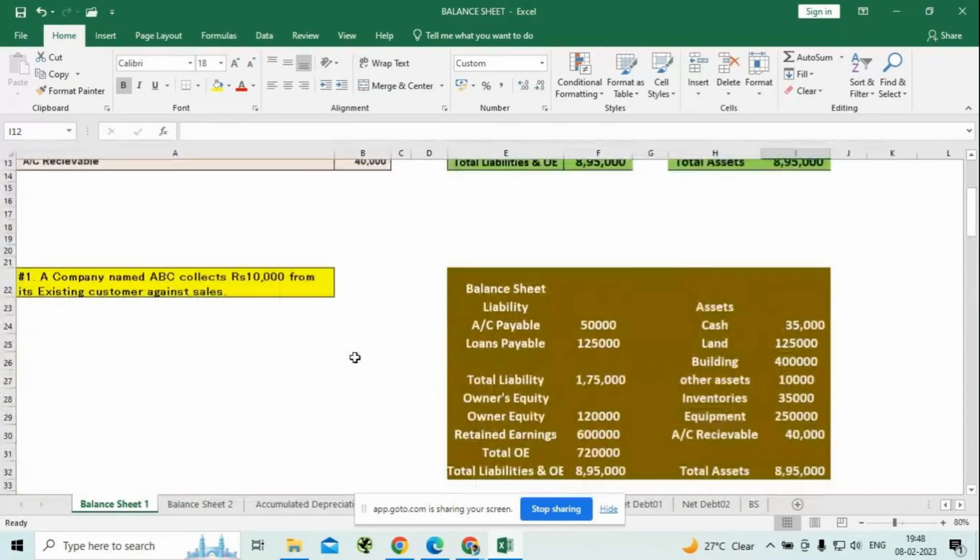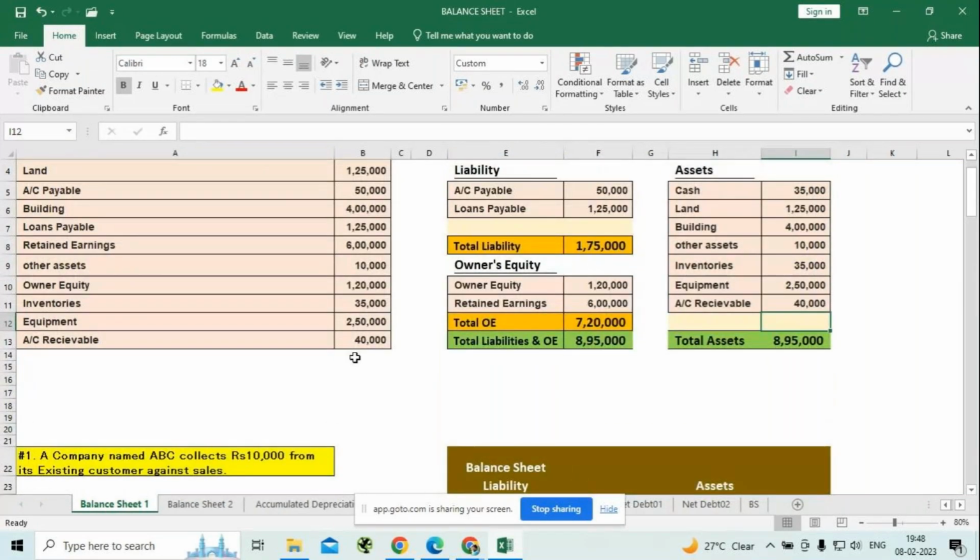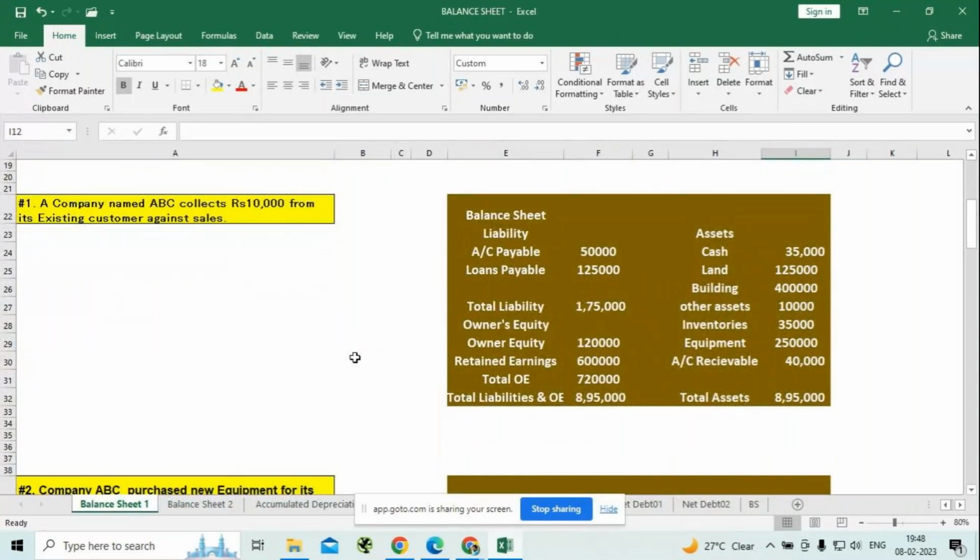As you all know, when we prepare the transactions, we are going to debit something and credit something. So try to find out what you are going to debit and what you are going to credit, where the values are going to increase and where they are going to decrease. You can directly add it over here. I'll just give an example of how to solve it. The first one says, a company named ABC collects rupees 10,000 from its existing customer against the sales. So the balance sheet we are preparing is of ABC company.